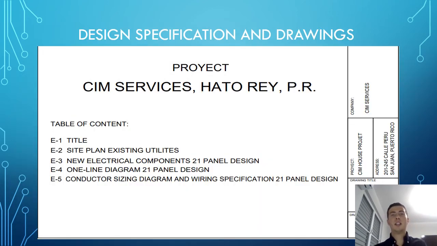And now we have the design specification and drawings of the project. We have the title, the site plan with existing utilities, the new electrical components, the one-line diagram for 21 panels, and the conductor sizing diagram and wiring specification for the 21 panel design.